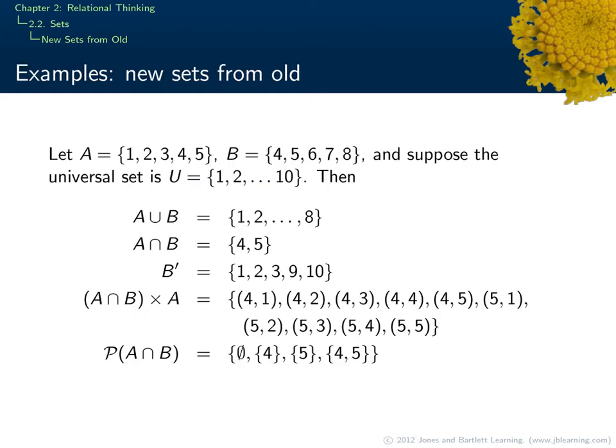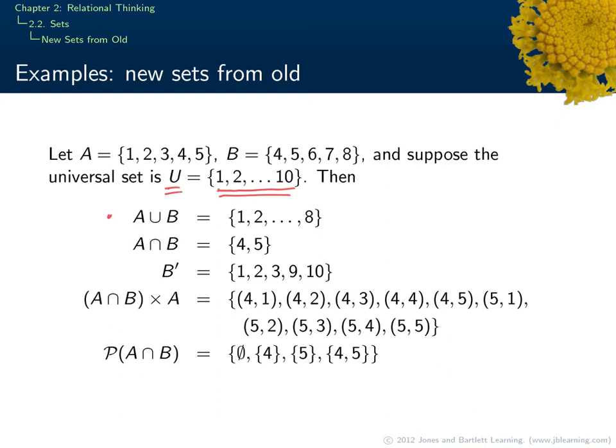Here we get a little bit of practice forming new sets from old. In this example, A is this finite set 1, 2, 3, 4, 5. B consists of 4, 5, 6, 7, and 8. And both A and B are going to be living within a universal set U, consisting of the numbers 1 through 10. All right, so the first thing that we're forming is this A union B.